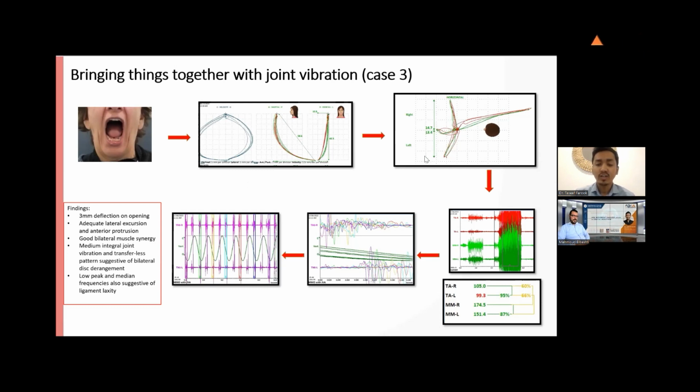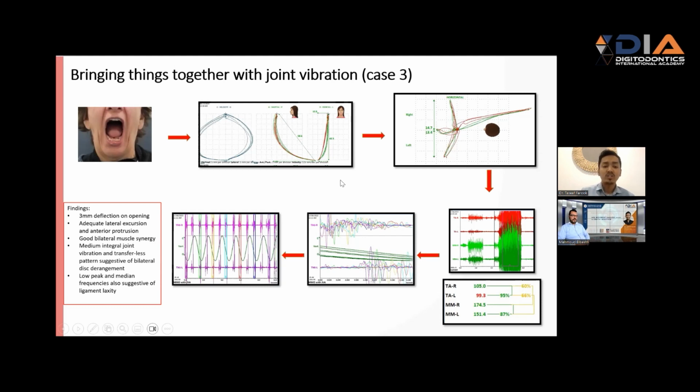You will find that the left and right excursions are fairly normal, and there is some synergy, albeit with some weakness, and this can be attributed to their age. But when we see the joint vibration, we will see that they are all over the place. Now, let's just put this together. There is a 3 millimeter deflection in opening, and there is adequate lateral excursion, meaning that the opening is not to compensate for any kind of lateral movements. There is good bilateral muscle synergy, the medium integral joint vibration, and the transferless pattern, which means that the right-sided vibration is not being transferred to the left and vice versa.